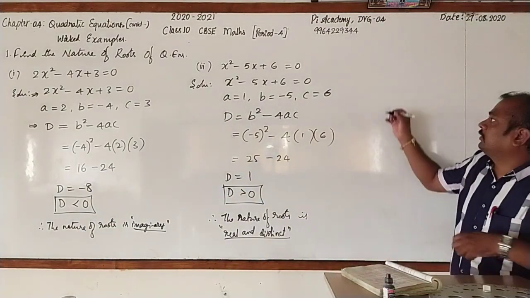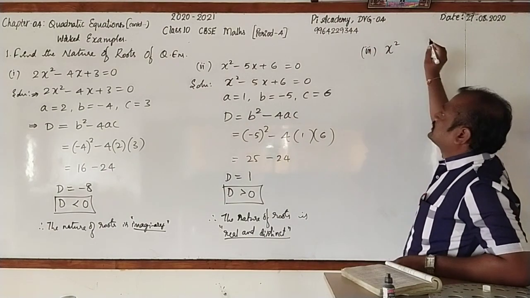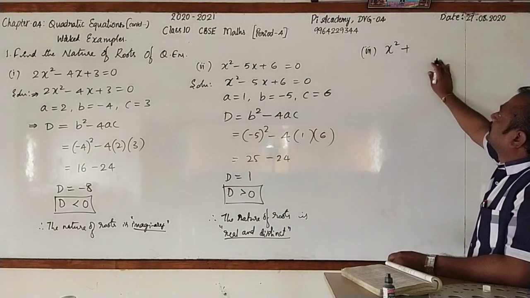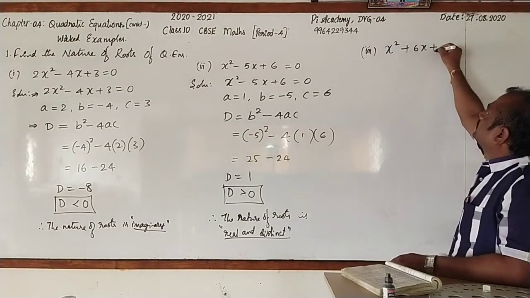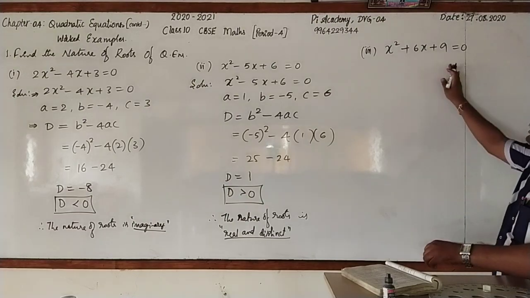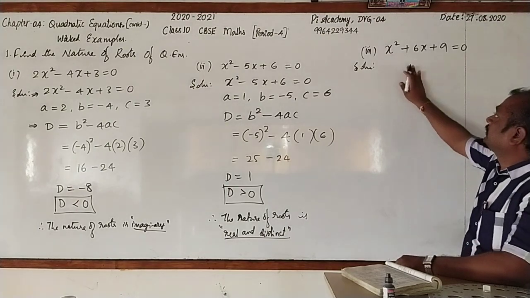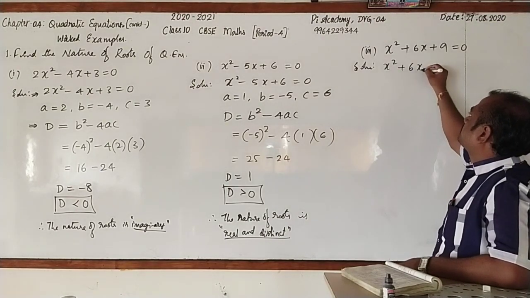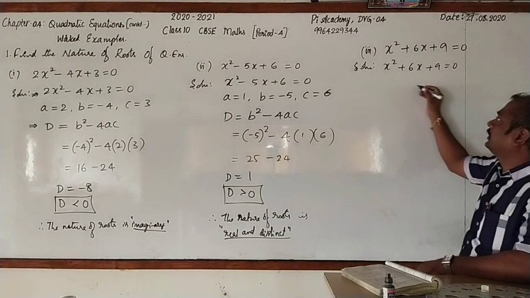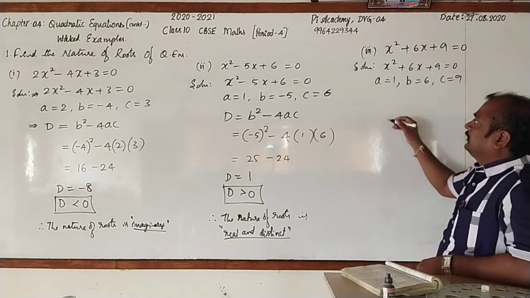Now, I'll go for taking one more example. This is the third one. It is x square plus 6x plus 9 equal to 0. Now, let us go for finding the nature of roots of this quadratic equation. x square plus 6x plus 9 is equal to 0. It is a quadratic equation which is in standard form. The coefficients are a is 1, b is 6 and c is 9.